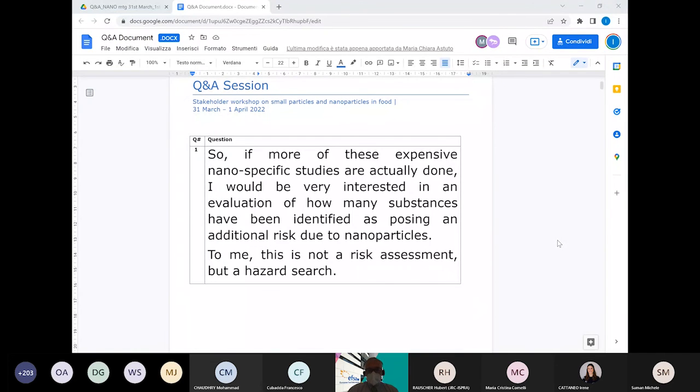Obviously, we have a reassessment of substances based on regulatory requirements, based on new data.